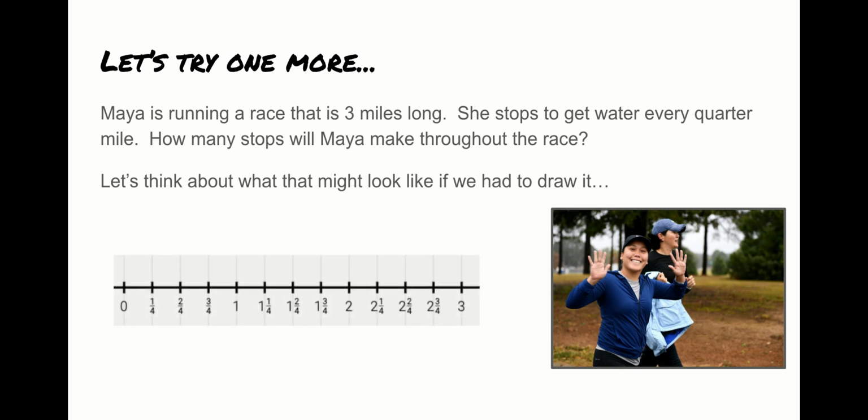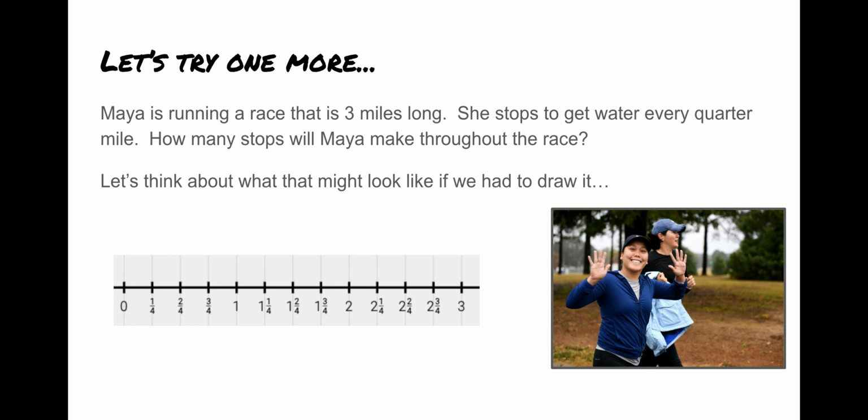Maya's running 3 miles, so my number line is going to go from 0 to 3. And then I decide how I want to break it up based on where she's stopping. So if I go back and reread the problem, it says that she's stopping every 1/4 of a mile. I know that a 1/4 is equal to 1/4. So I divided my line up by 1/4.